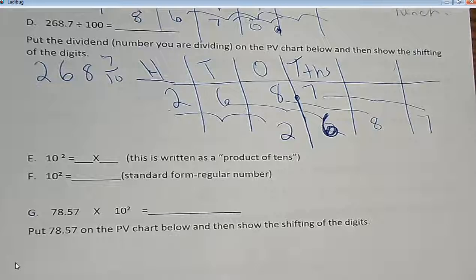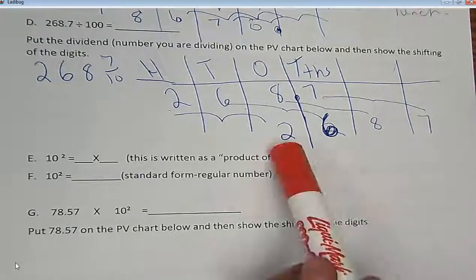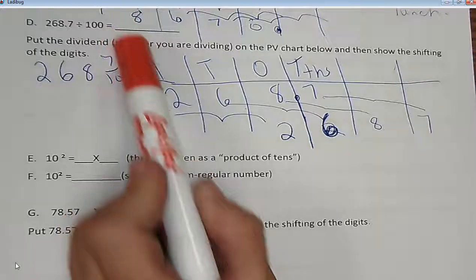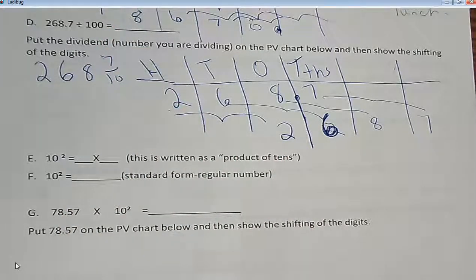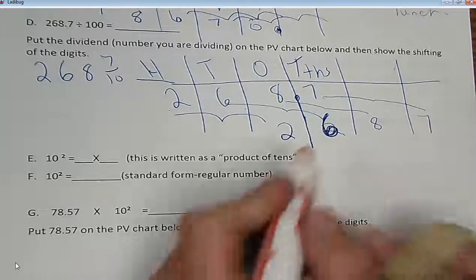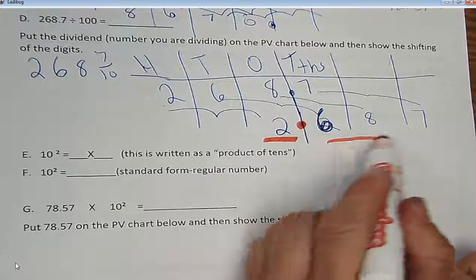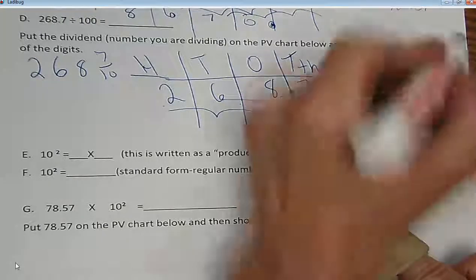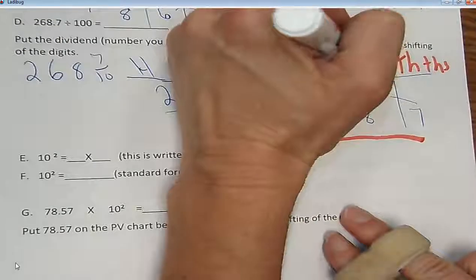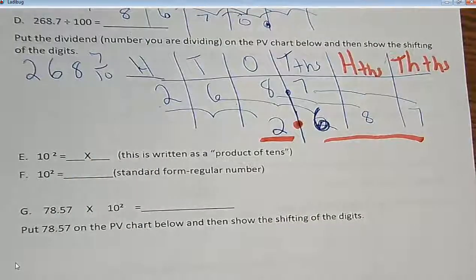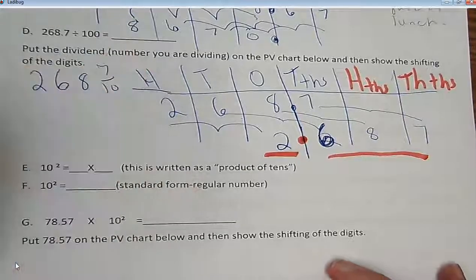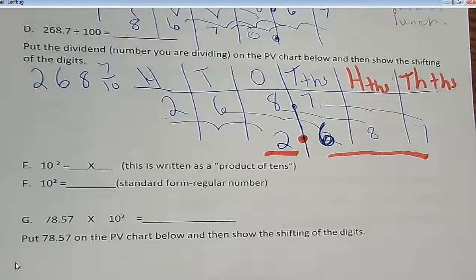What am I forgetting? If I just rewrite this up here, it's going to look like it's 2,687. But I can't divide by 100 and get a bigger answer than I started with. So it can't be 2,687. Bring your decimal point straight down. You should have 2 ones and 687 thousandths. So I didn't leave myself much room up here, but it should be 2 and 687 thousandths.